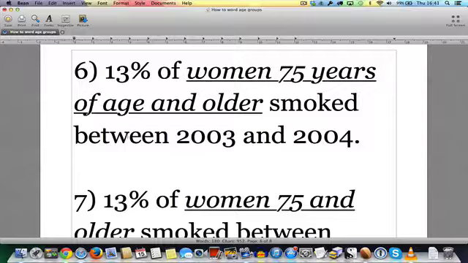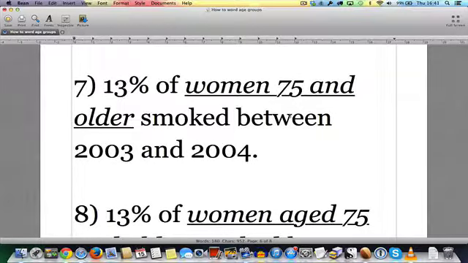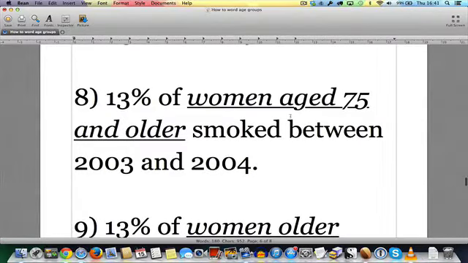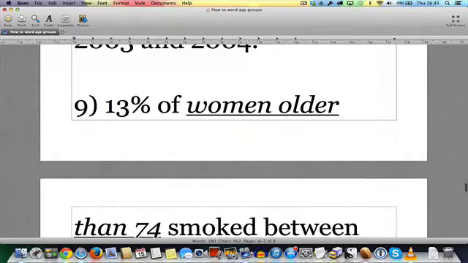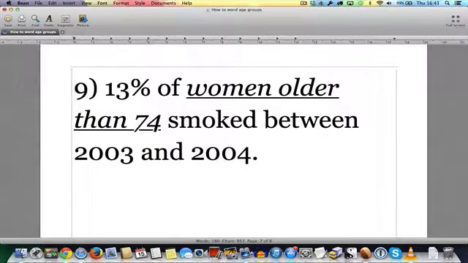and 2004. And again, I'm using the between here, as you see, coupling it with and. 13% of women 75 and older, which would also be grammatically correct, smoked between 2003 and 2004. 13% of women aged 75 and older smoked between 2003 and 2004. And 13% of women older than 74 smoked between 2003 and 2004.